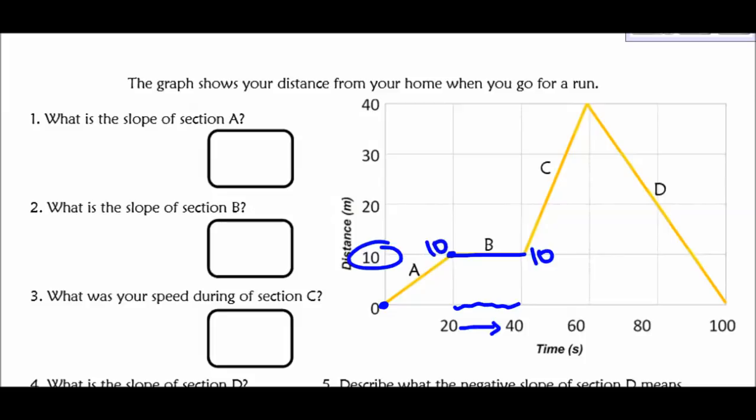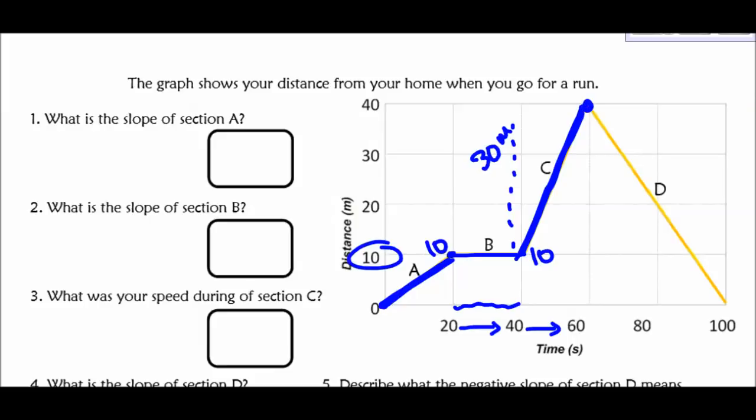Then I'm quickly running away. Actually, you can see it here. This slope is not as steep as this one. That's basically saying I'm running faster there. And I'm going an extra 20 seconds. I'm going an extra 30 meters. That's a 30-meter climb as 20 seconds passes.